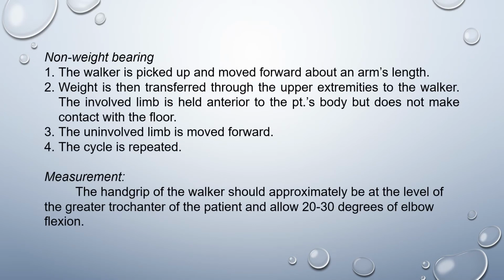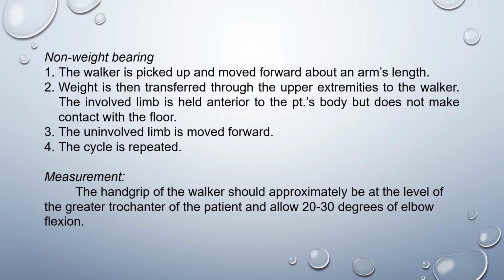Next, we have non-weight bearing. The walker is picked up and moved forward about an arm's length. Weight is then transferred through the upper extremity to the walker. So yung weight mo ng patient, i-transfer niya po, i-apply niya po sa walker in non-weight bearing. The involved limb is held anterior to the patient's body but does not make contact with the floor. So the uninvolved limb is moved forward, then the cycle is repeated.